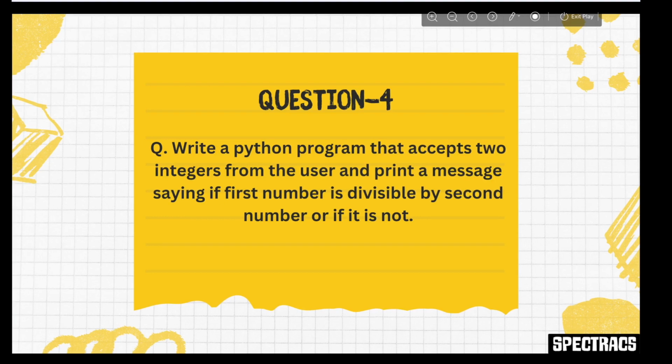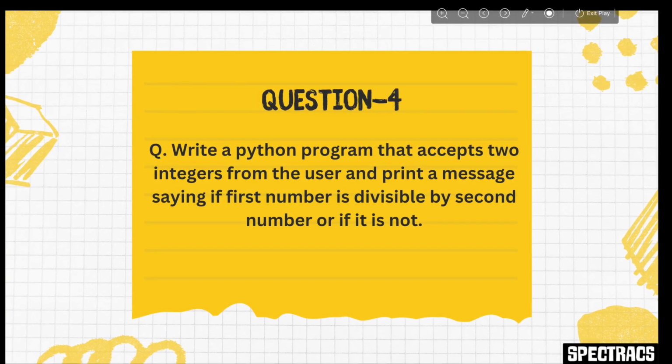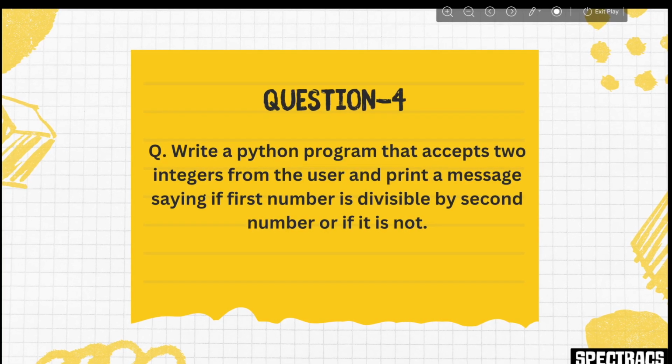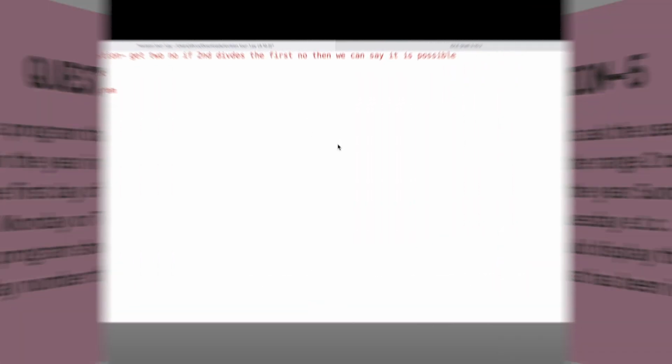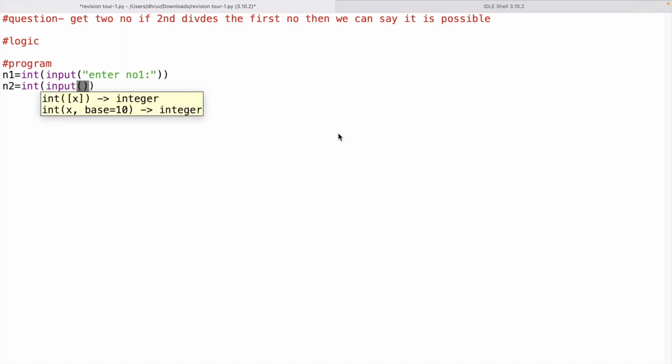Write a Python program that accepts two integers from the user and prints a message saying if the first number is divisible by the second number or if it is not. And we have to check if the second number divides the first number, then we can say that it is possible, or else we have to display it as not fully divisible. So first let us get two numbers. n1 = int(input("Enter number 1")). n2 = int(input("Enter number 2")).